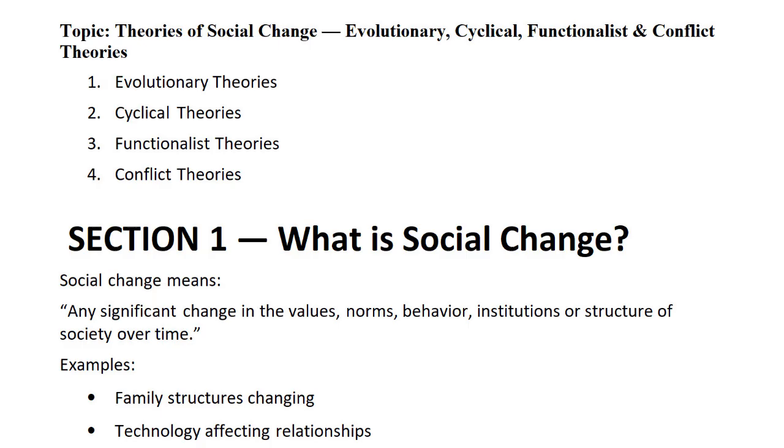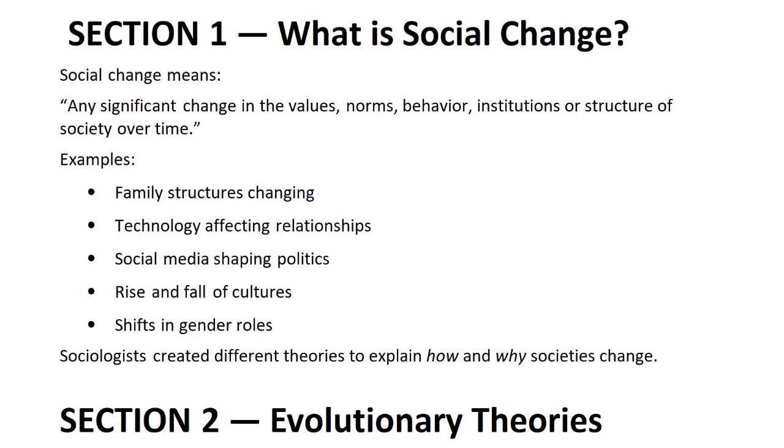Today we are going to learn about theories of social change. We will explain four major theories: evolutionary theories, cyclical theories, functionalist theories, and conflict theories. We'll break down each theory and understand it. Let's get started. What is social change?